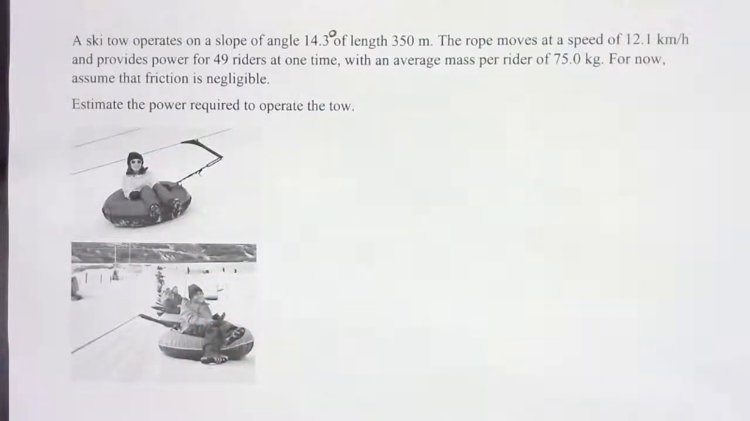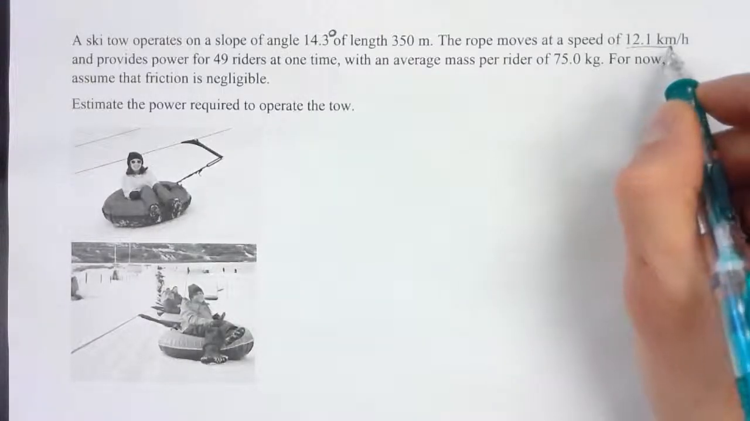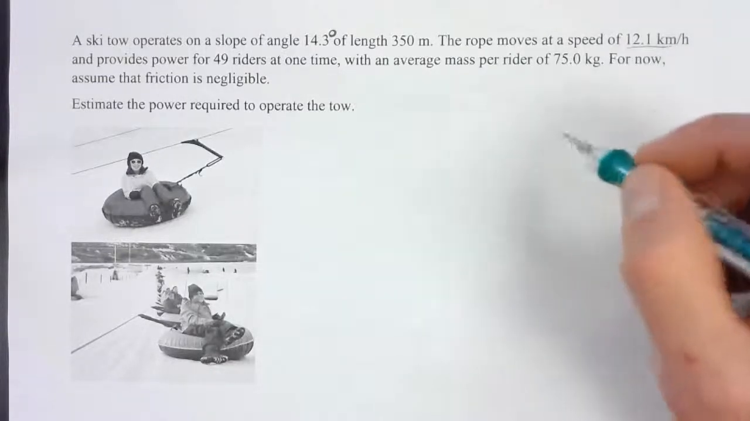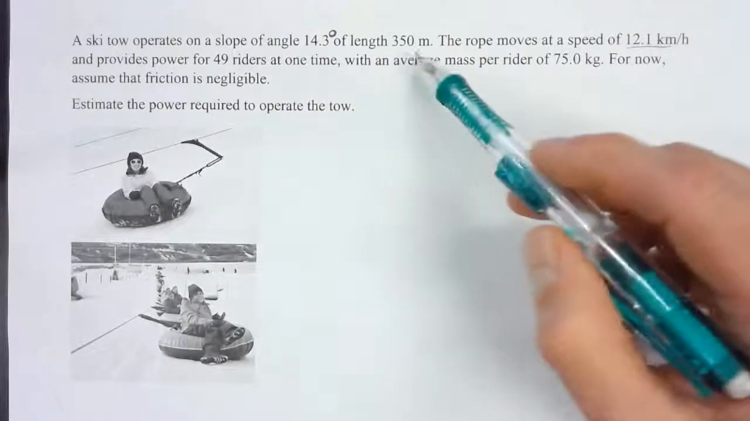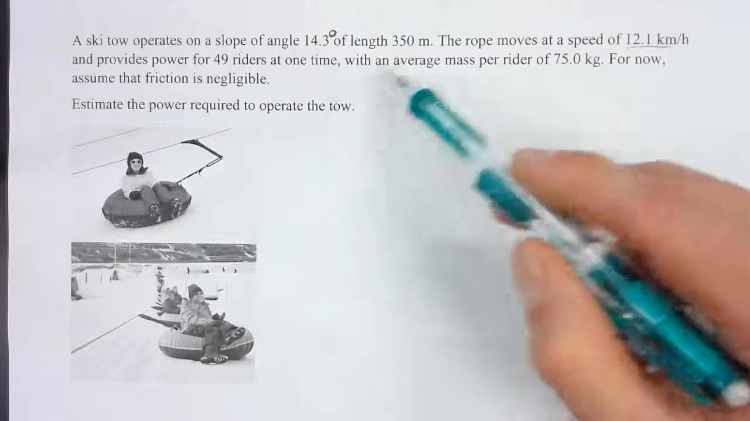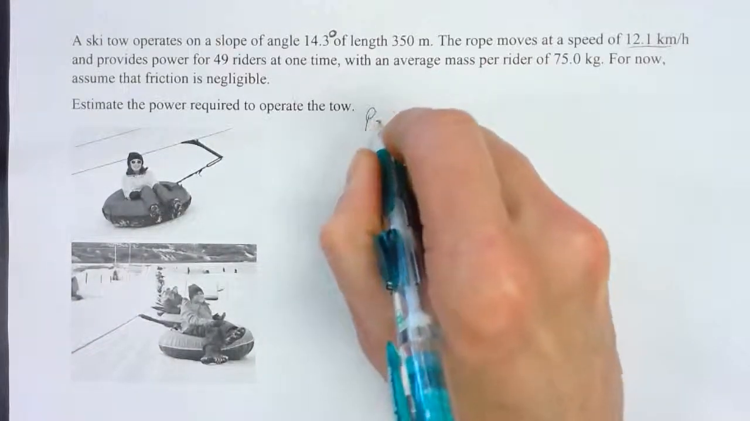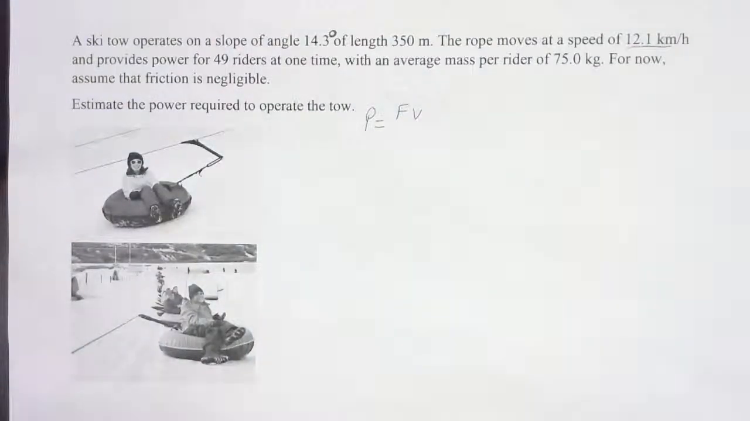Now, power, there's a lot of ways to figure out power. But here we know velocity, it's constant, so there's not really a change in kinetic energy. There's a change in potential energy, but that seems like it'd be a lot to figure out. So I think the best way is going to be power is force times velocity. And I just need to find the force that is exerted by the tow rope.